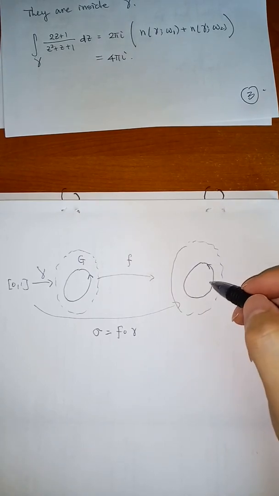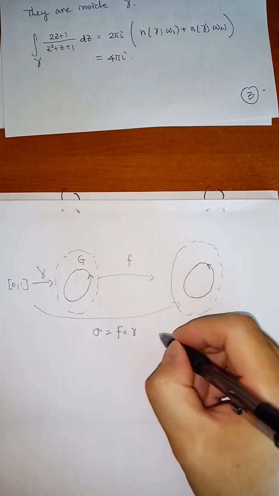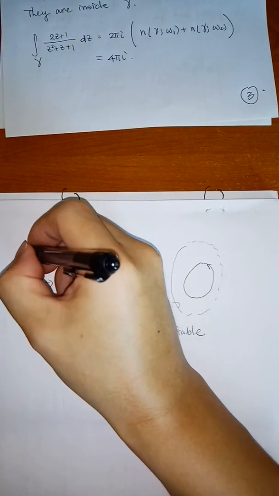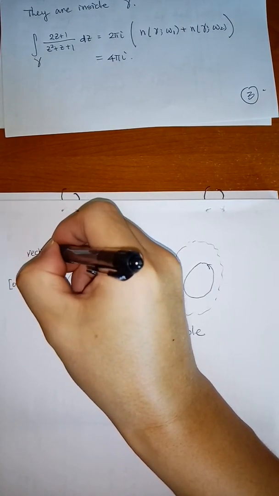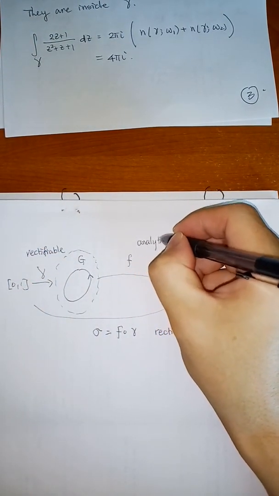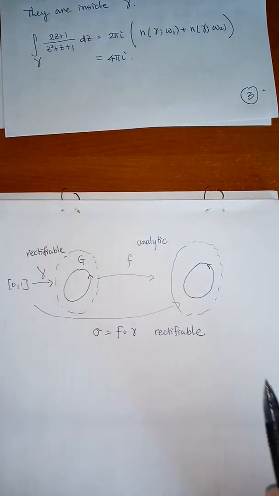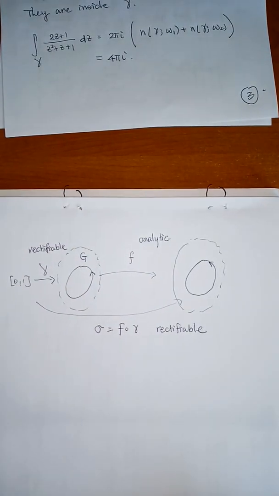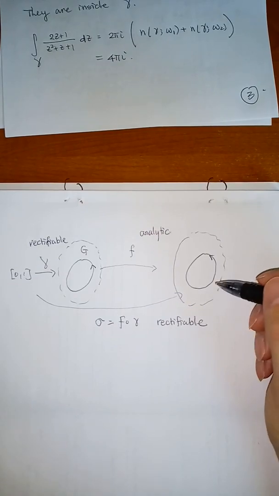Closed is not a problem. Basically, you need to prove that this is rectifiable. Of course, here we assume f is analytic. If you have an analytic map, it will map a rectifiable curve to a rectifiable curve. This is one of the exercises. You should try it. So this is a rectifiable curve.